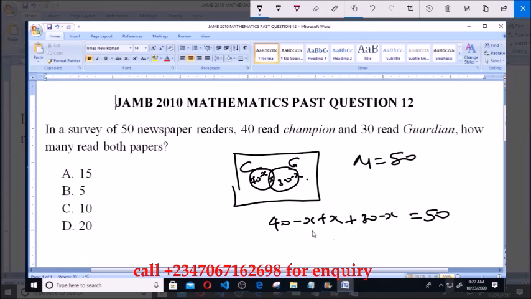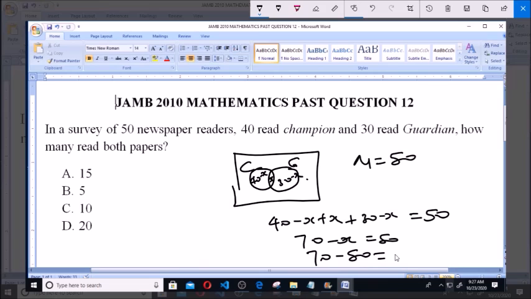And all this will give us what? 50. Now from this we'll have that 40 plus 30 will give us what? 70. Then minus X plus X will give us 0. Then we have minus X equals to 50. So from here we have that 70 minus 50 is equal to X. So therefore X is equal to 20. So the number of those that read both Champion and Guardian is 20, which is option D.